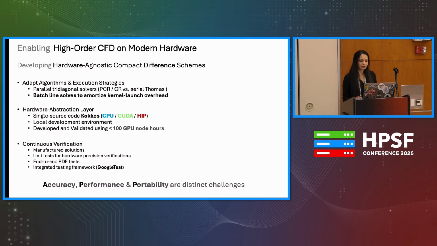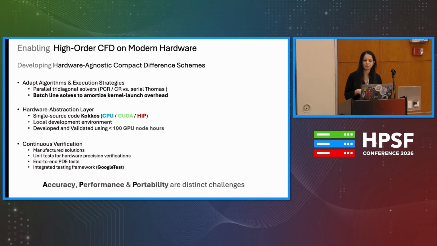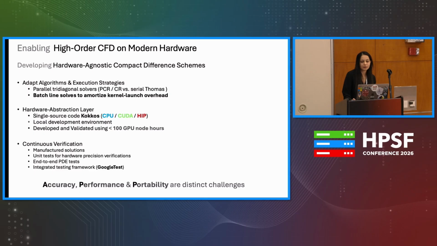And we batch line solves so that thousands of tridiagonal systems are solved together in a single kernel launch. This helps amortize kernel-launch overhead and exposes enough parallelism to actually saturate the device, which turns out to be absolutely essential once we move to time-dependent PDEs.